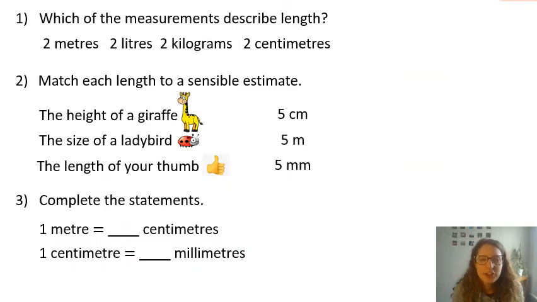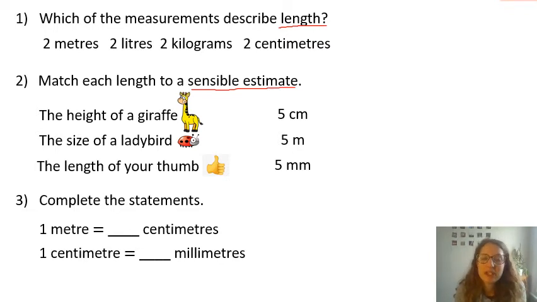Okay, I would like you to have a go at answering these 3 questions. So which of the measurements describes length? Okay, so they all describe measure, but we're focusing on length. Match each length to the sensible estimate. Remember, an estimate is a sensible guess. And complete the statements below. Pause the video and have a go answering those.